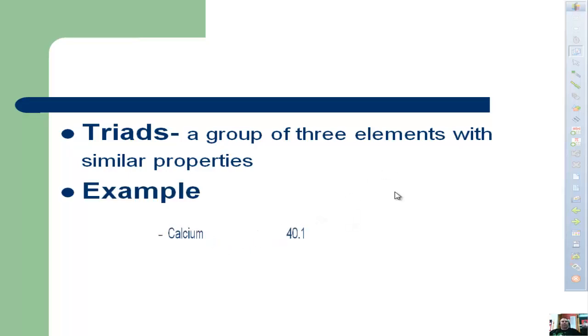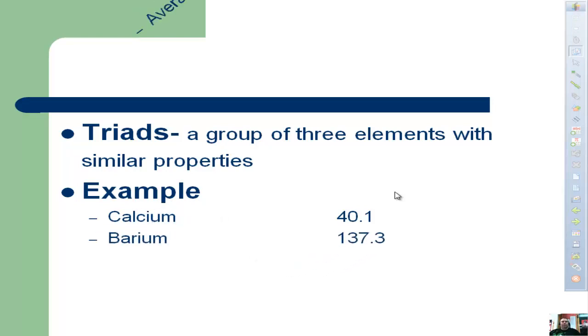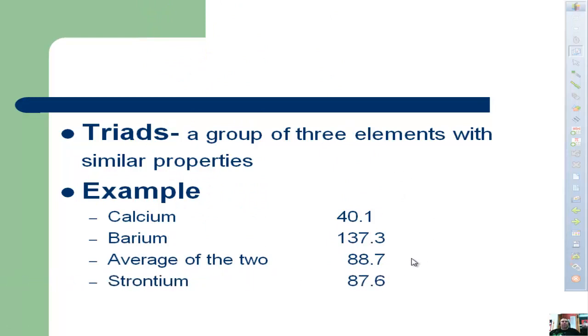So the example that I just got done talking about, calcium. Calcium has a mass of 40.1. You look at the last one, barium, 137.3. If I add both of those up and divide by 2, I get about 88.7. And when we compare that to strontium, strontium's real mass is about 87.6.